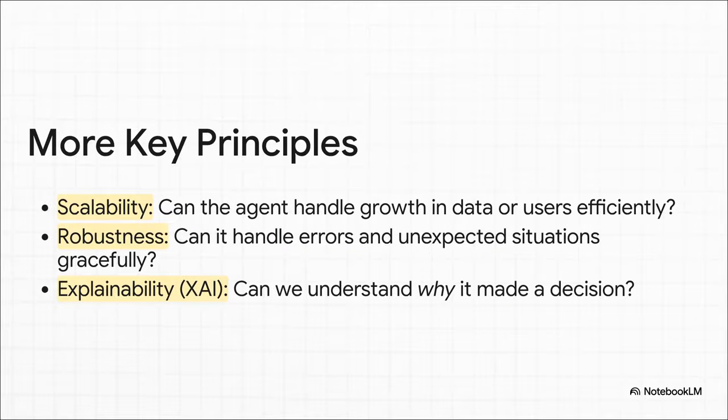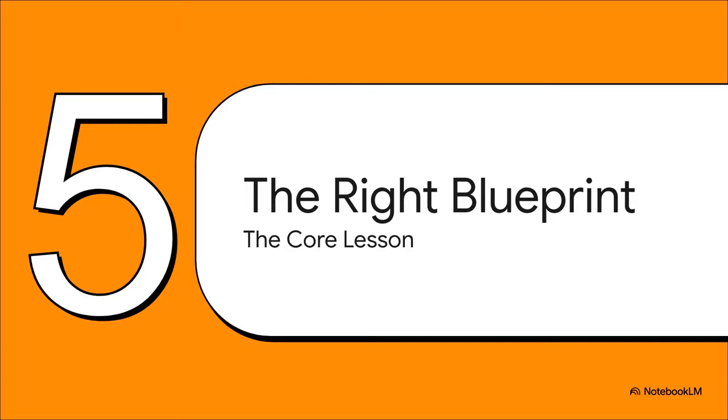And that whole Lego block design helps with a bunch of other crucial things too. It makes a system scalable, so it can handle 1,000,000 requests just as easily as it handles 10. It makes it robust, so if one part has an error, the whole thing doesn't just crash and burn. And maybe most importantly for us, it can lead to explainability. It gives us a chance to actually understand why an AI did what it did, which is absolutely essential for building trust.